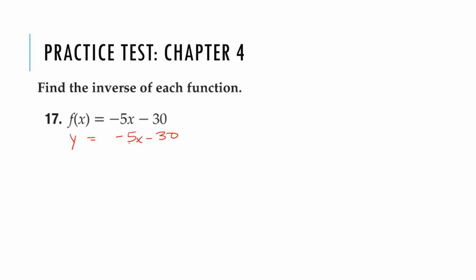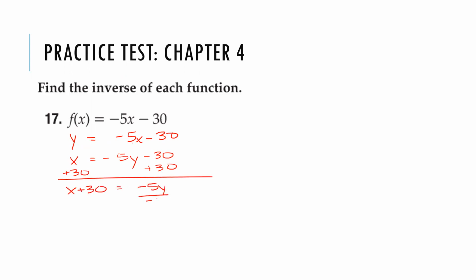And then we're going to switch x and y. So in place of y, we're going to put x, -5y minus 30. Then we're going to solve for y. So I'm going to add 30 to both sides. And this is -5y. Then I'm going to divide both sides by -5.